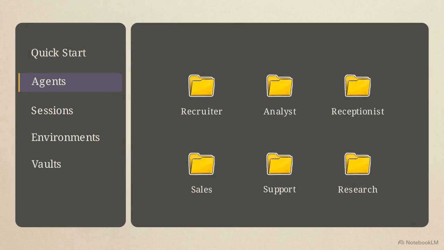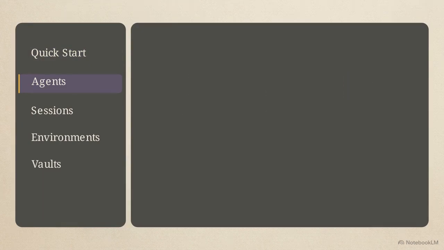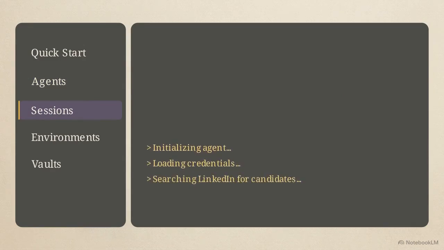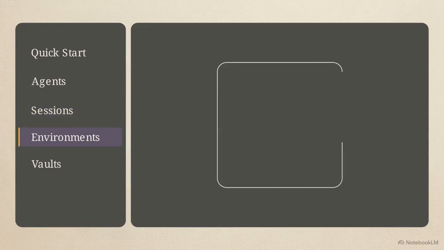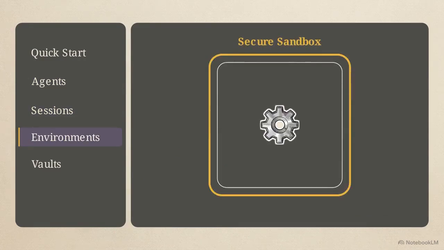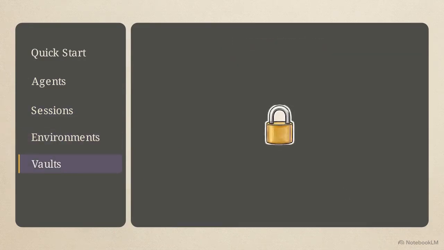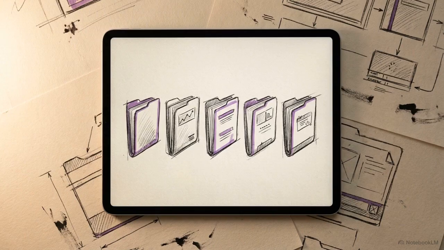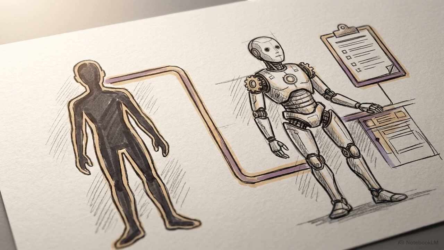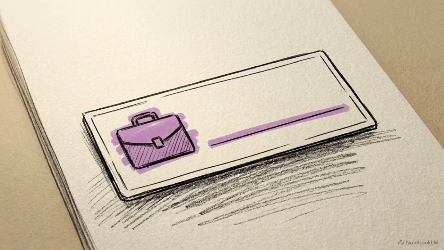The remaining 3 tabs handle execution and security. Sessions acts as a detailed logbook of every action your agent takes. Environments gives each build a secure sandbox to operate in, and Vaults safely stores any sensitive API keys or passwords they might need. These 5 tabs serve as a professional management suite. Using them allows you to oversee the full lifecycle of a digital worker, from its initial construction to its live execution logs. Now that we know the layout, let's build the AI recruiter.